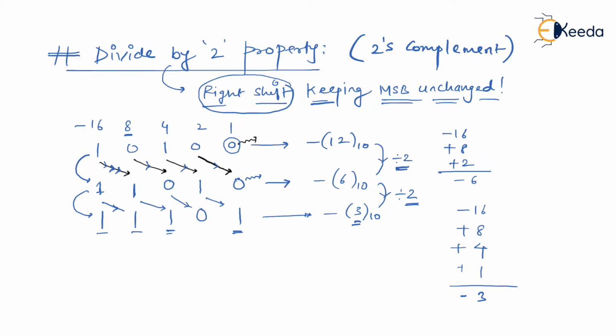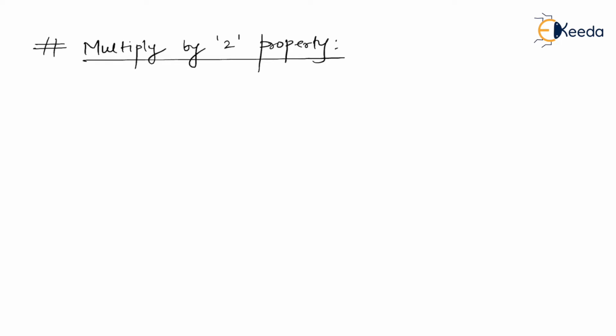So let's see the next property, that is left shift by 2 or multiply by 2 property. Now the thing is, how do we get the multiplication effect? Exactly, maybe you must have recognized it. If shifting a number to the right by 1 bit divides the number by 2, then let's shift those numbers to the left by 1 bit. It is going to multiply by 2. Let's see.